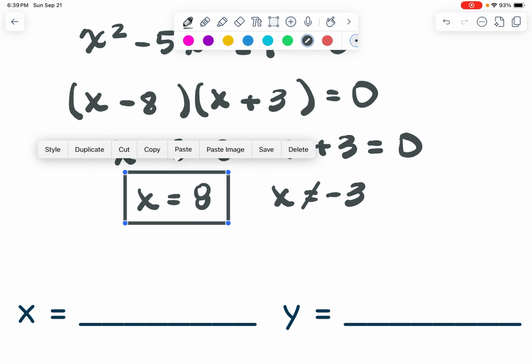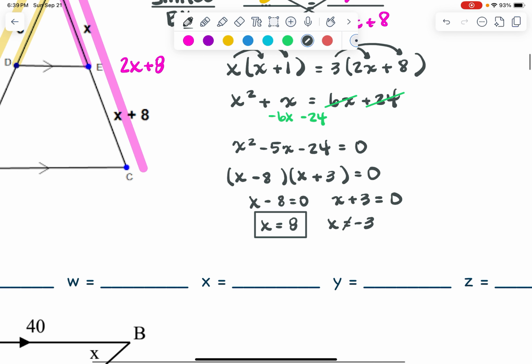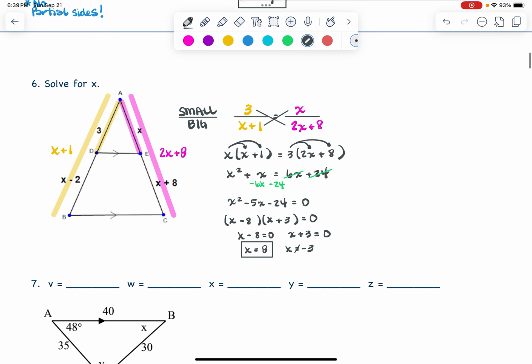You can, of course, plug the x equals 8 in. These are completely checkable, as are most questions in our class. So you can totally plug that in and check your final answer if you need to. All right.